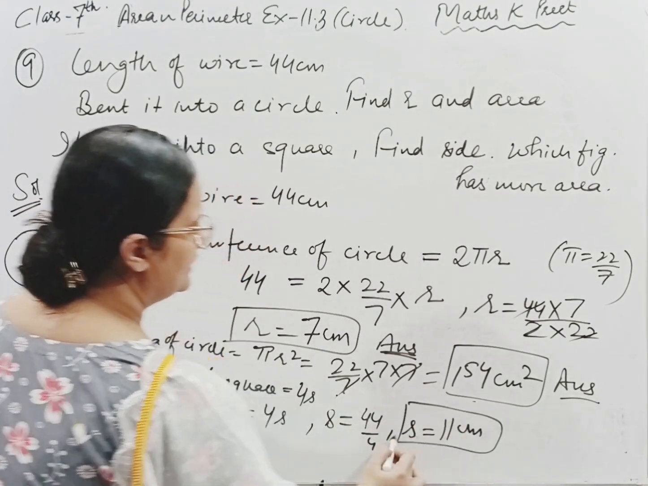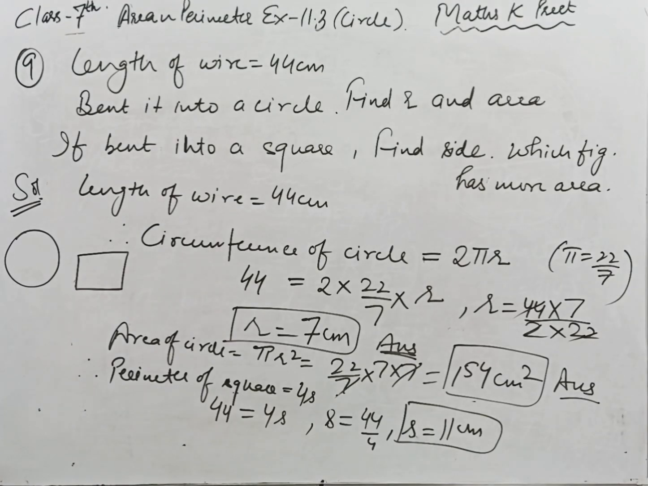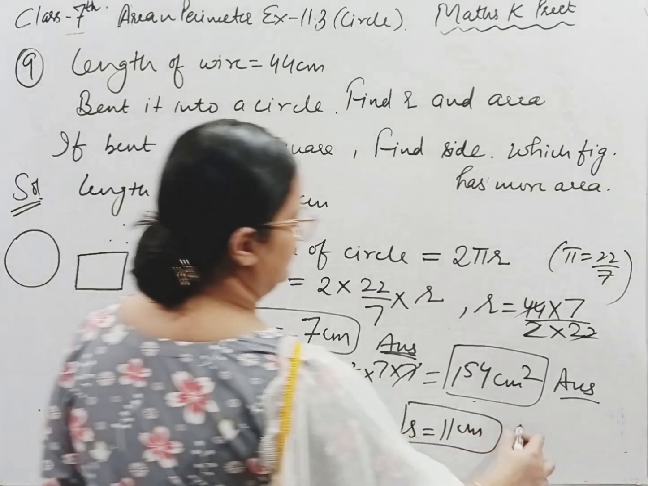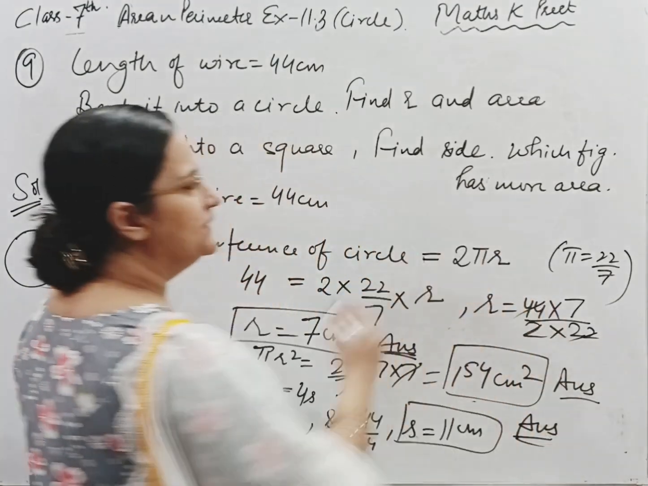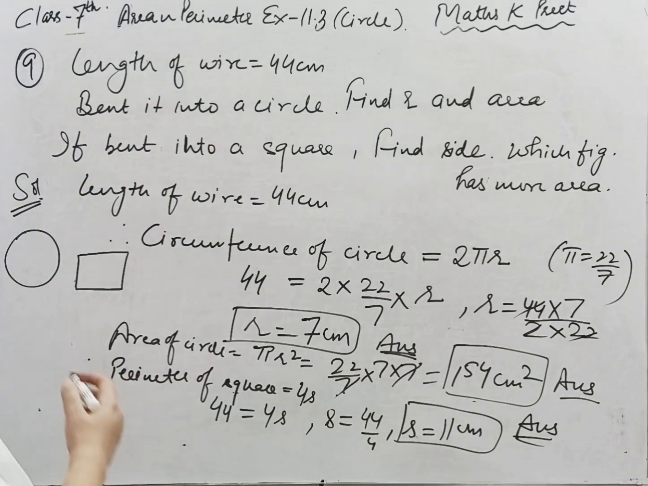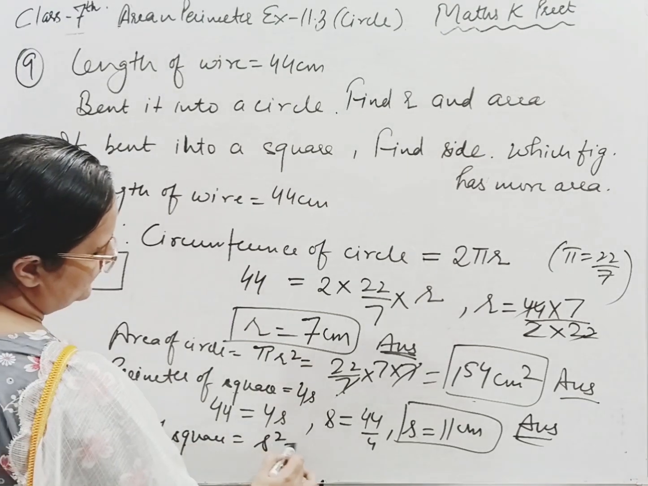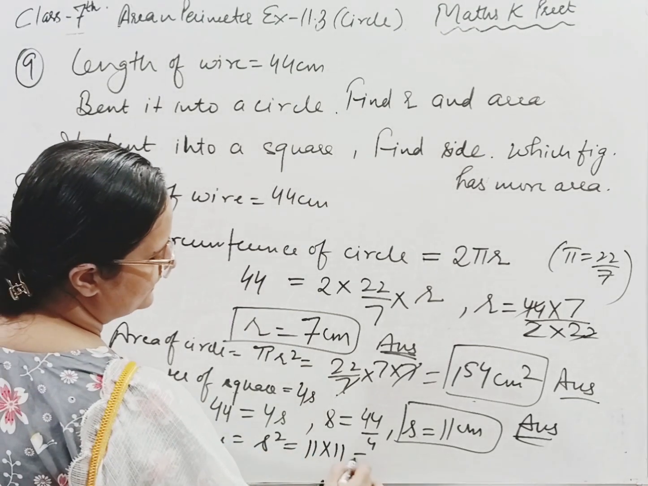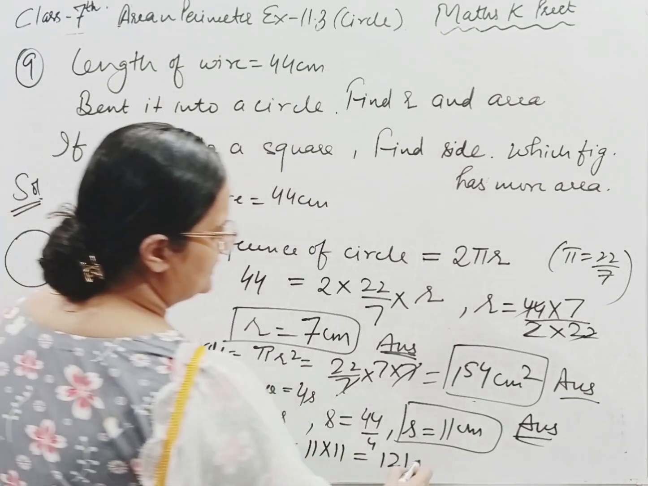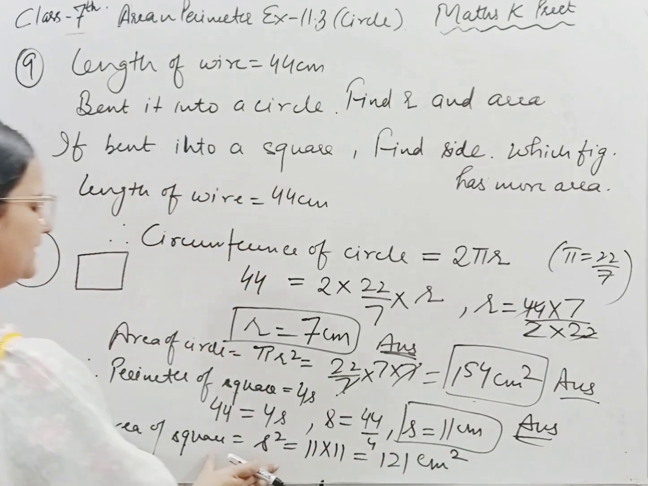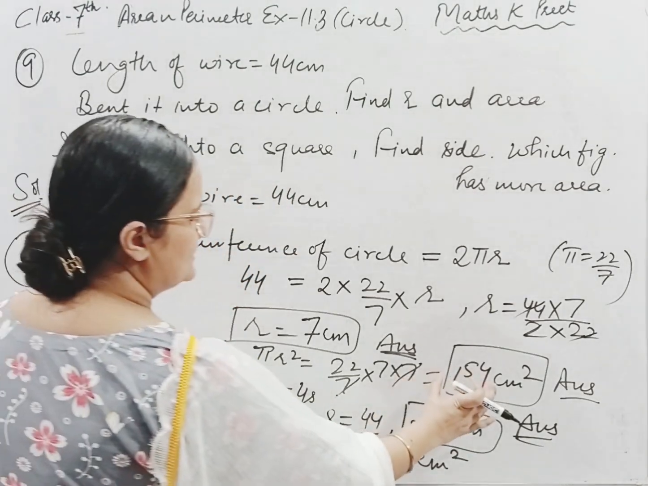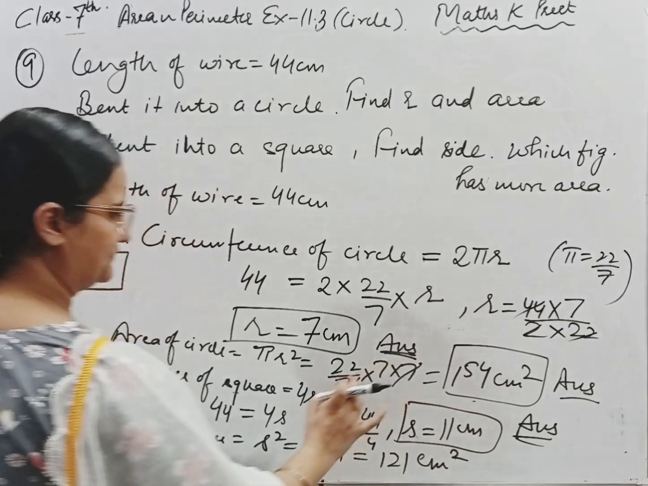This is the side of the square. Now this is my third answer. Which figure has more area? That means we have to calculate the area for this square first. Area of square is equal to s square, that is equal to 11 into 11, that is equal to 121 centimeter square. So this is the area for the square. This is the area for the circle.